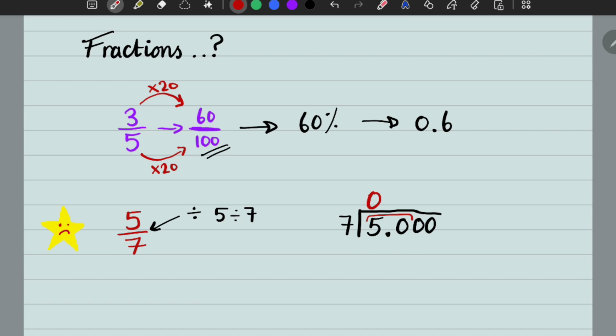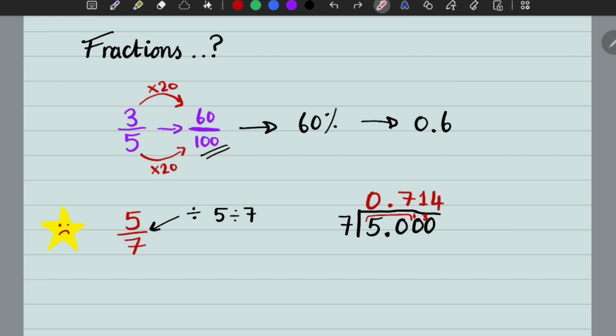So now I've got how many 7s go into 50? Well, 7 times 7 is 49, and that gives me 1 left over. How many 7s go into 10? 1 with 3 left over. How many 7s go into 30? Well, 7 times 4 is 28. Goes in 4 times. I'm actually going to stop here. We could keep going and going to find out, but I don't need to go any further. But there we have it. We've done 5 sevenths. We've done 5 divided by 7, which has left me with 0.714. Well, there you go.